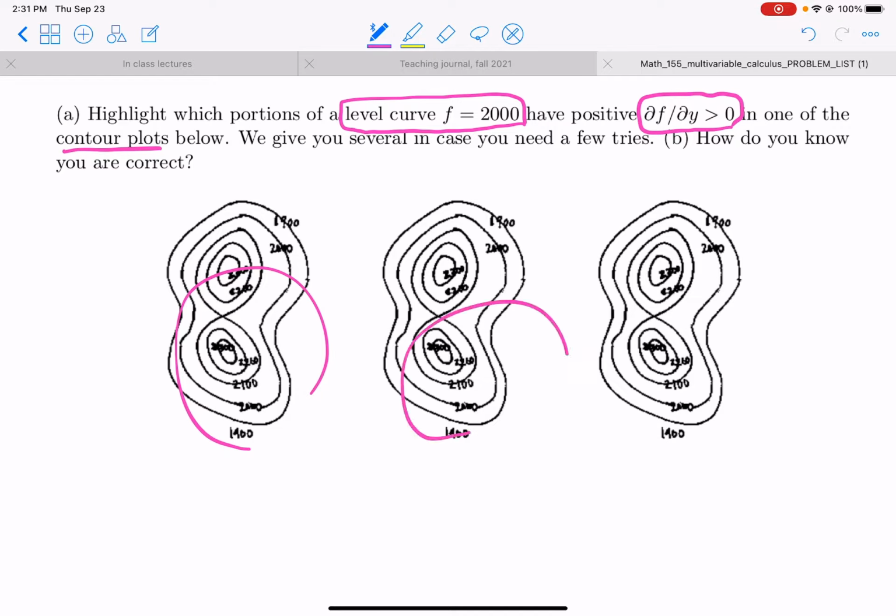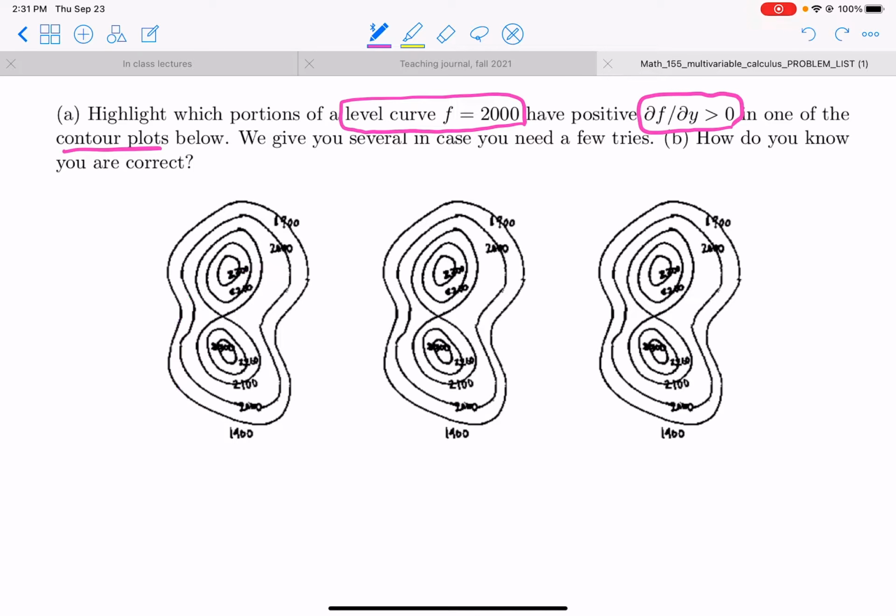So these are all the same contour plot. We give you several in case you need to retry. Like if you mess up on this one, then you can cross it off and give your correct answer here. Okay, and then B is how do I know I'm correct?